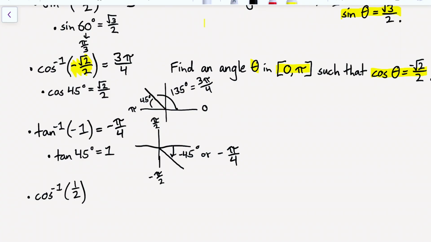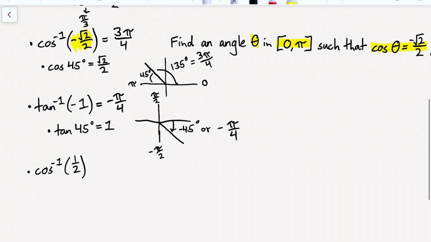Last one, the inverse cosine of 1/2. We're looking for an angle from 0 to pi that has a cosine of 1/2, and it may be helpful to remember that cosine of 60 degrees equals 1/2. 60 degrees is pi over 3, and that is in the range from 0 to pi, so that is our output value.